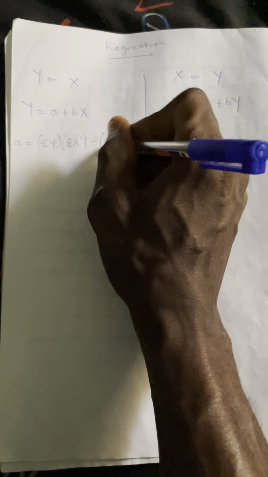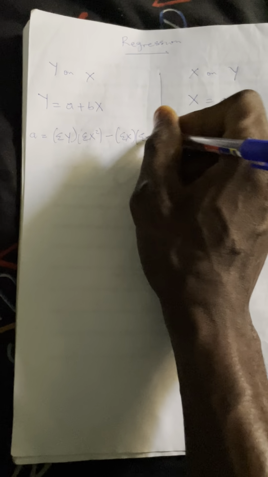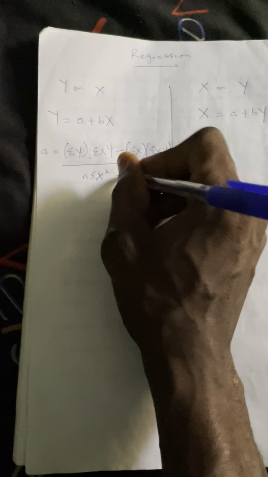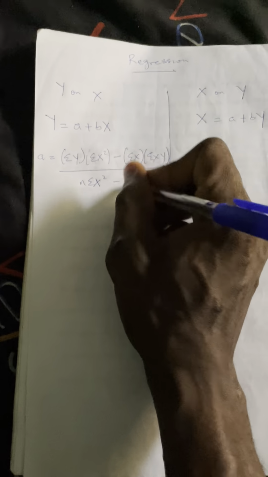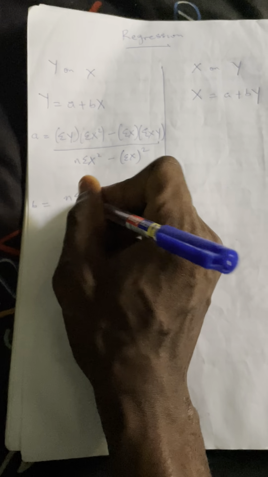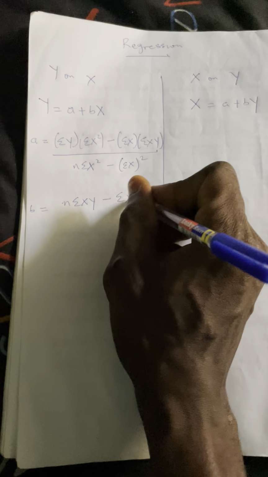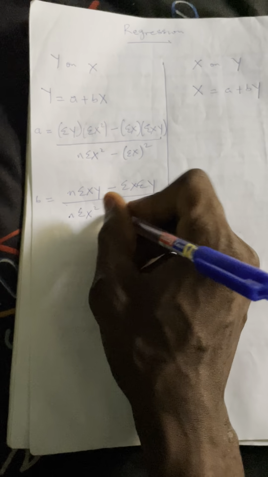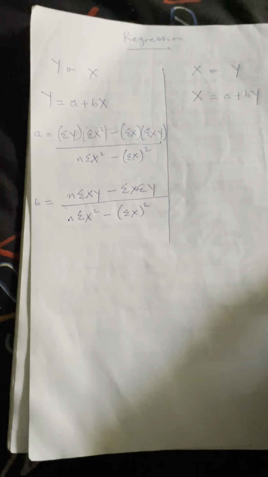So for the a under y on x, that will be summation y, summation x squared minus summation x, summation xy, all over n summation x squared minus summation x all squared. And for the b, we have n summation xy minus summation x summation y, all over n summation x squared minus summation x all squared.